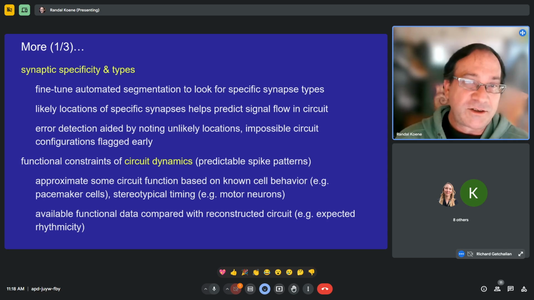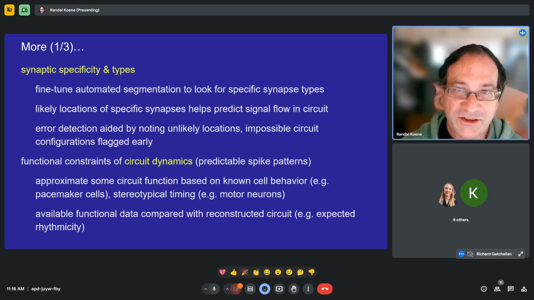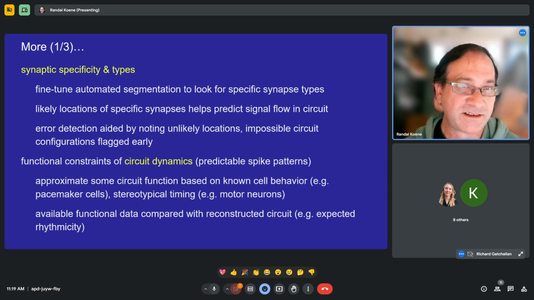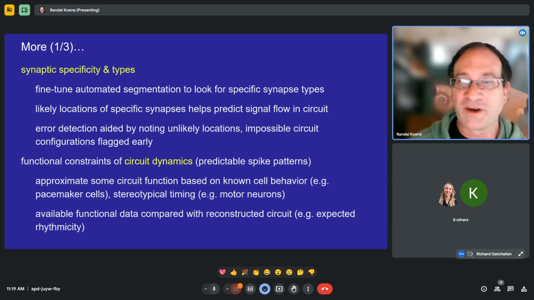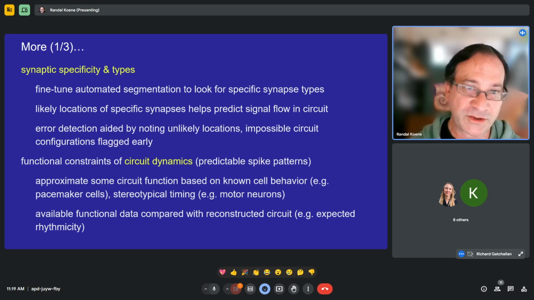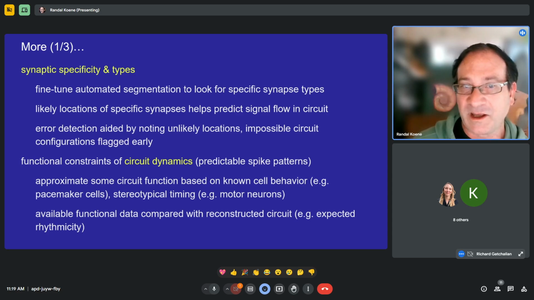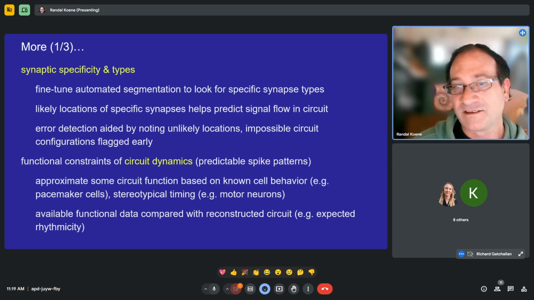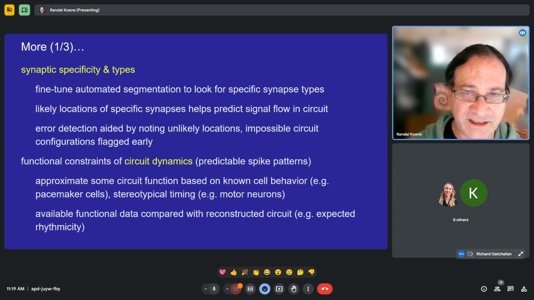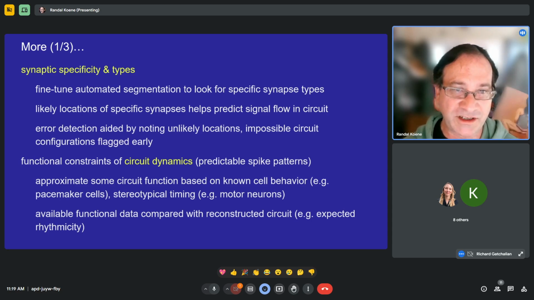There are excitatory, inhibitory, and modulatory synapses, and their locations, axonal, dendritic, somatic, carry functional significance. Automated segmentation can be fine-tuned to look for specific types of synapses. So, for example, excitatory glutamatergic synapses typically form on dendritic spines, while inhibitory GABAergic synapses form on dendritic shafts or soma. That reduces the search space for identifying synaptic sites and accelerates segmentation.